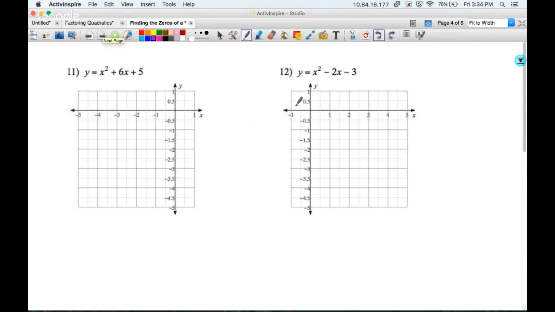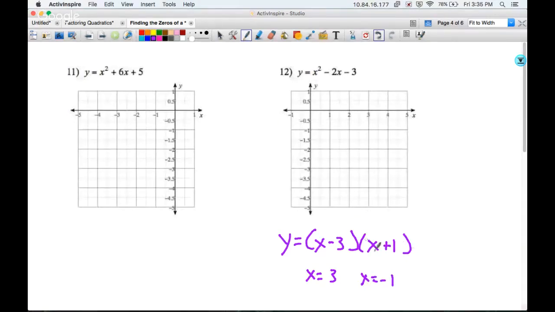Let's do number 12, I guess. Number 12, let me factor that. That's going to become simple factoring. I need two numbers that multiply to be -3 but add to be -2. Those numbers are going to be -3 and 1. So that gives me the x-intercepts of +3 and -1, because those are the values that will make these linear factors 0 and therefore make the whole thing 0. Those are my x-intercepts, 3 and -1.